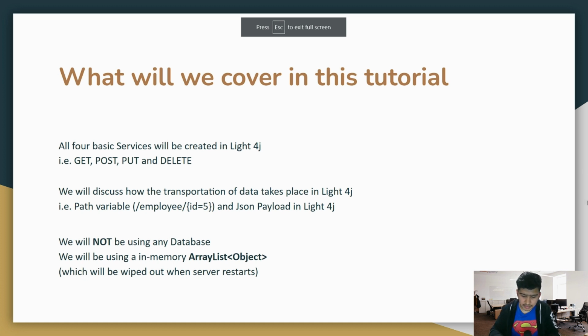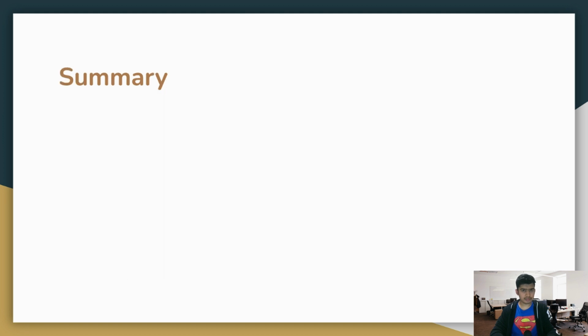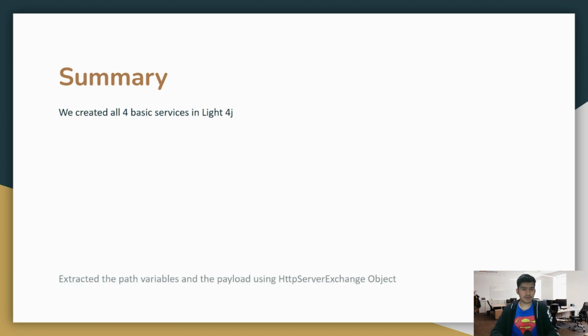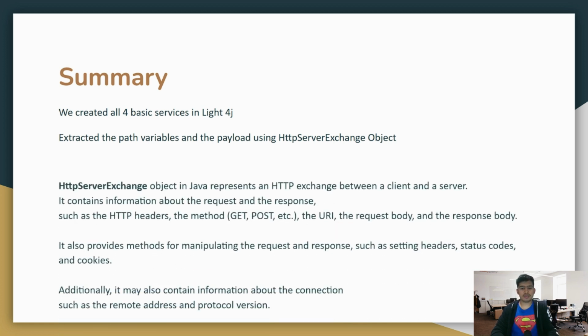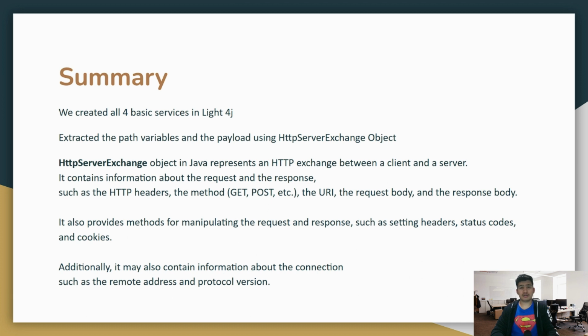All right, so coming back to the presentation, it's time for the summary. So we created all 4 basic REST APIs in Lite4j, which were get, post, put, and delete. And we also saw how we can extract the path variables as well as the payload using the HTTP Server Exchange Object. The most important thing we learned about the HTTP Server Exchange Object is that it represents an exchange between the client and the server.